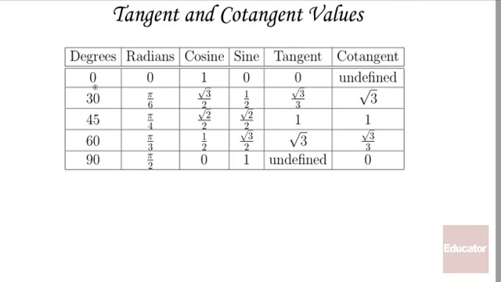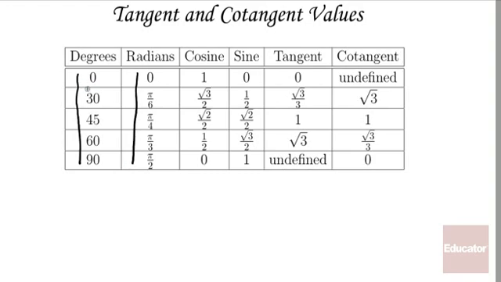In degrees, we have 0, 30, 45, 60, 90, and those correspond to radians of 0, pi over 6, pi over 4, pi over 3, and pi over 2. You should really have the sines and the cosines of these angles memorized and be able to reproduce them very quickly. If you can, then you can immediately figure out the tangent and cotangent without really having to memorize anything extra.